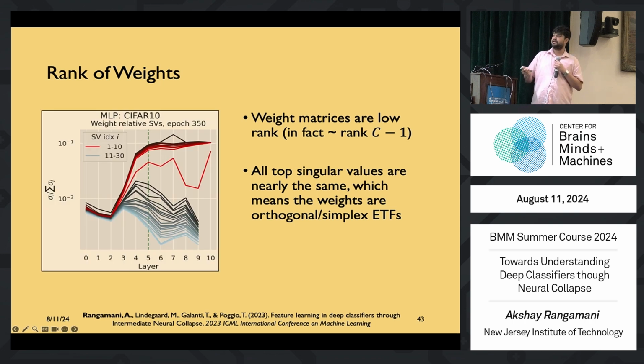So we plot the top singular values, and you'll see that they all concentrate around 0.1, and the matrices are low rank. The rank is in fact exactly C minus 1, the number of classes minus 1, because the C class vectors also lie on a simplex, so they're on a C minus 1 dimensional space. And all of the top singular values are nearly the same, which means that the weights are nearly orthogonal. If you do the SVD of the weight matrix, the top singular values are all the same. So that's the rank of the weights.